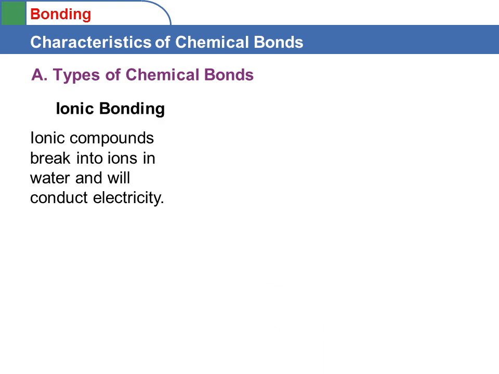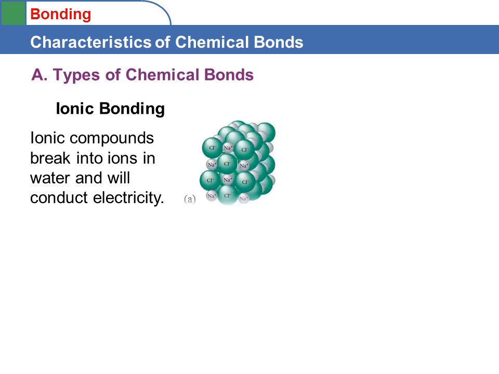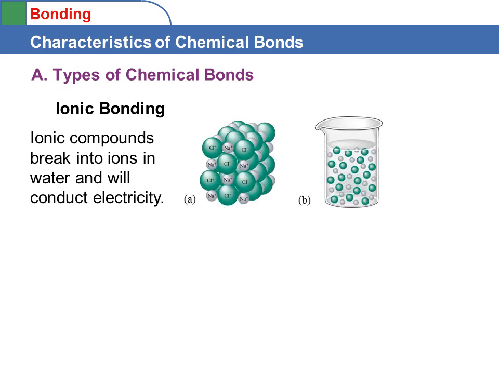The first type of chemical bond we're going to talk about is ionic bonding. Now, ionic compounds will break into ions in water. So we can take something like sodium chloride, commonly known as table salt, put it in water, stir it up, and those ions will actually break apart into solution and will conduct electricity.